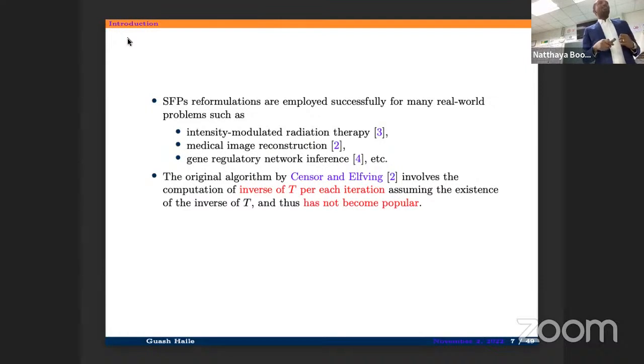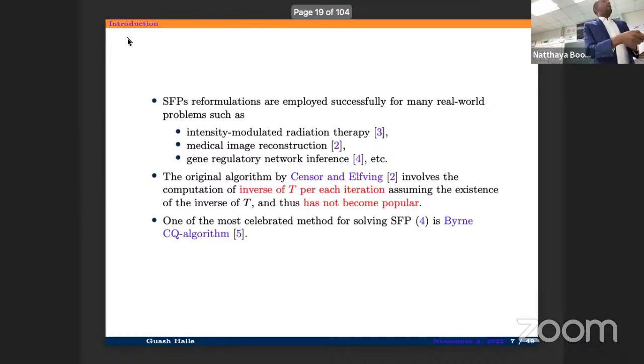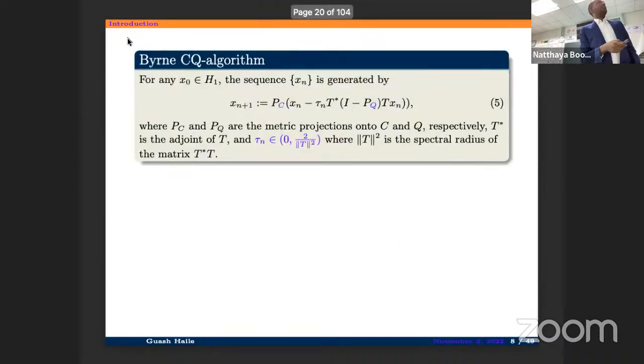So in this case, computing the inverse of a matrix or an operator is difficult or costly. So this algorithm became not popular or not that famous. Later, the most applicable and celebrated method introduced to solve the split feasibility problem is the so-called CQ algorithm, which was introduced by Byrne in 2002, and it is given here.